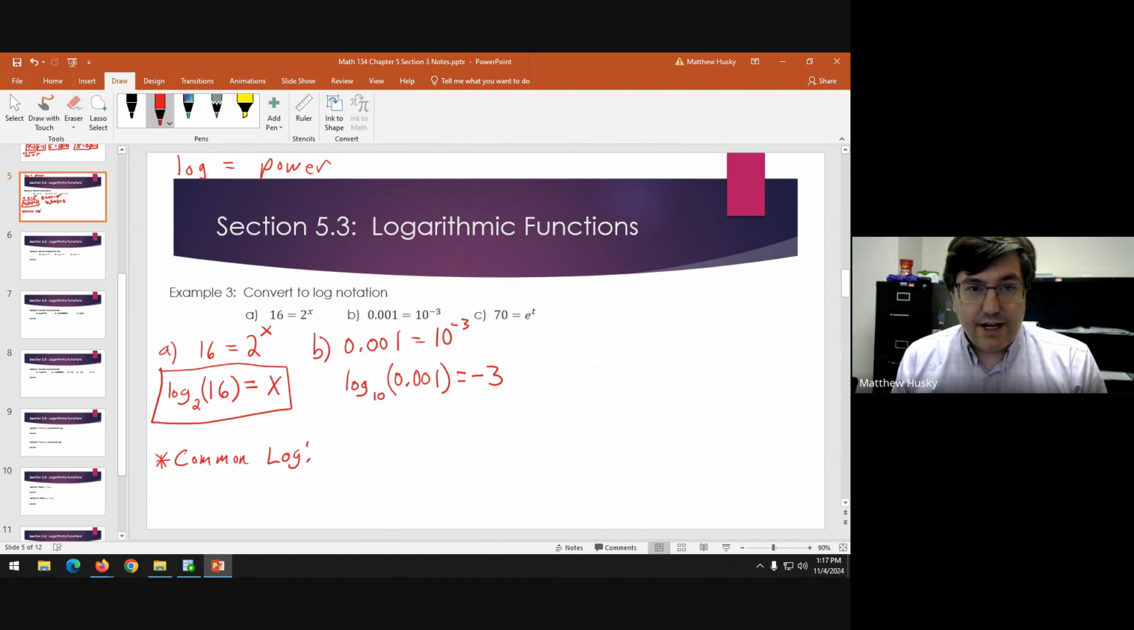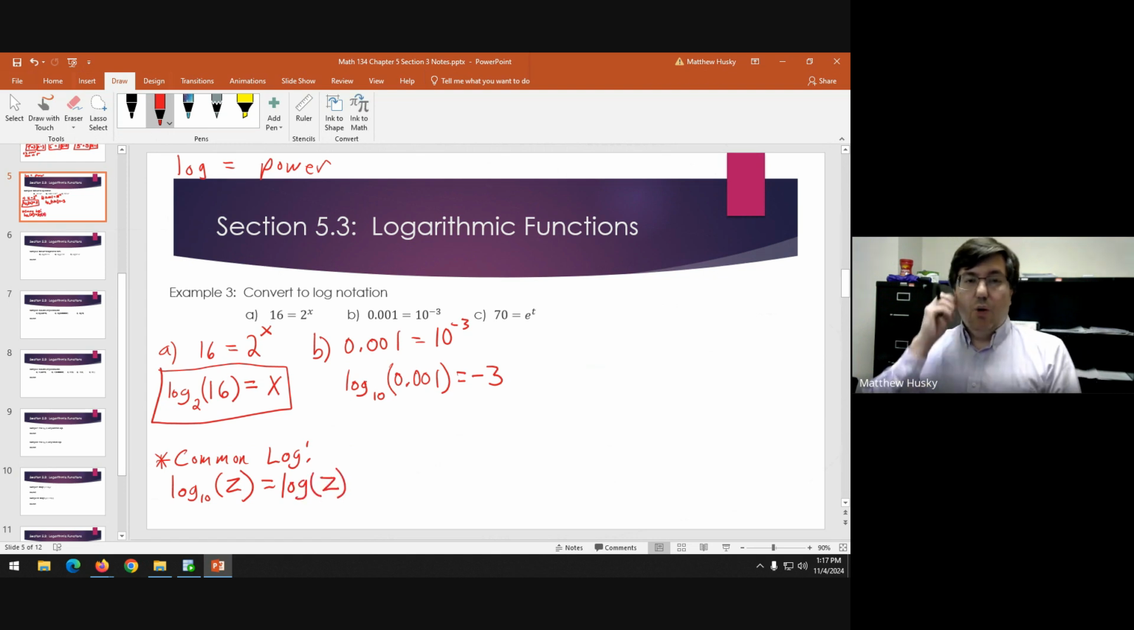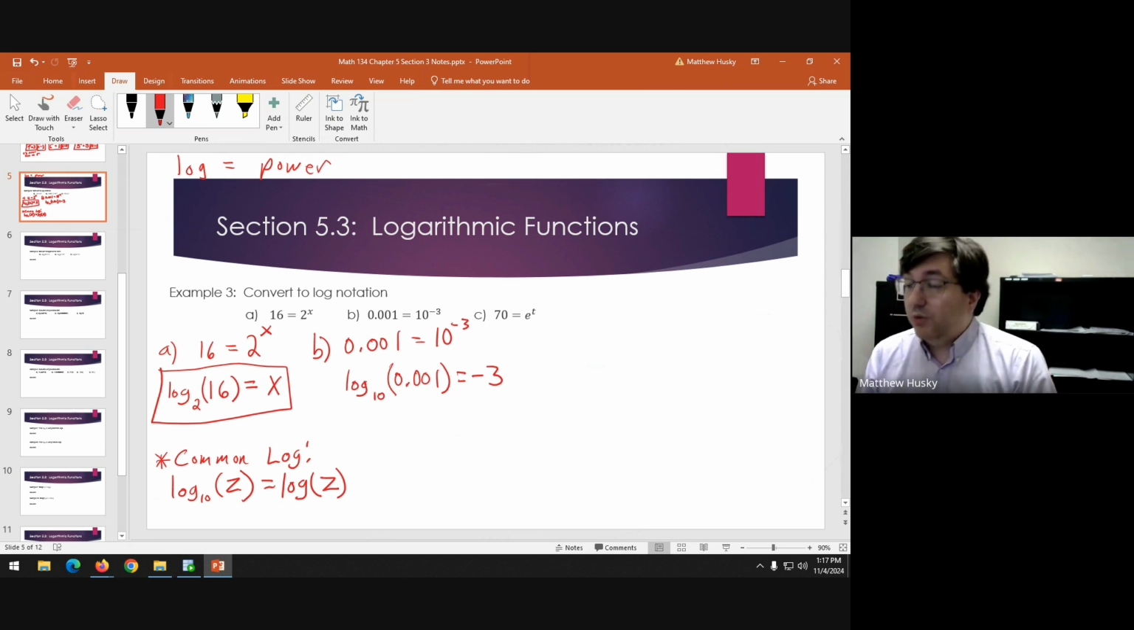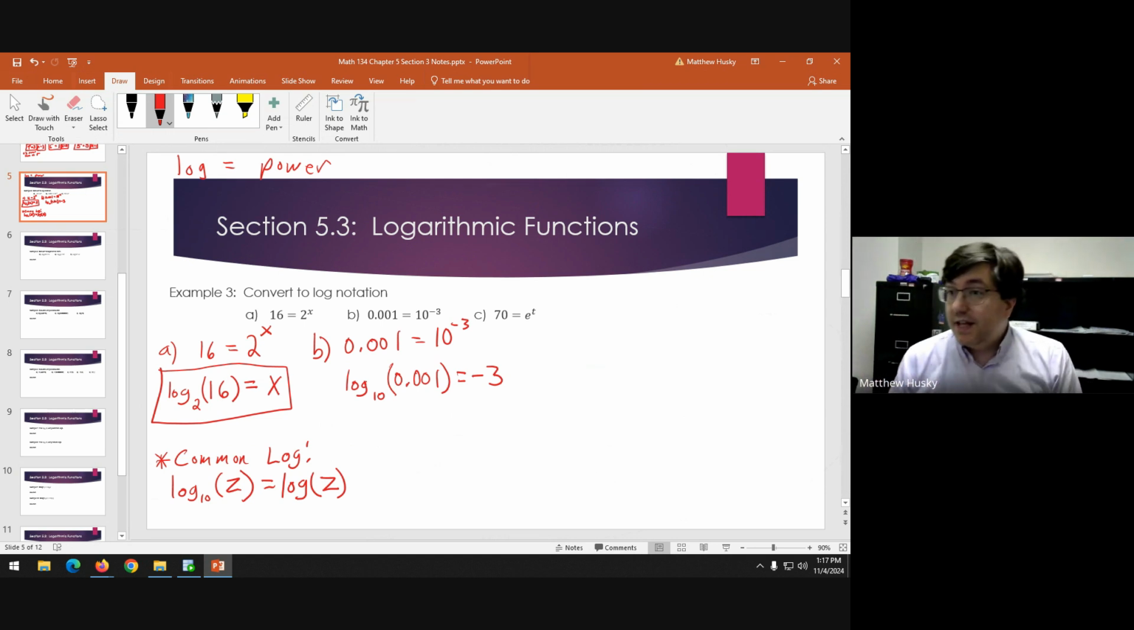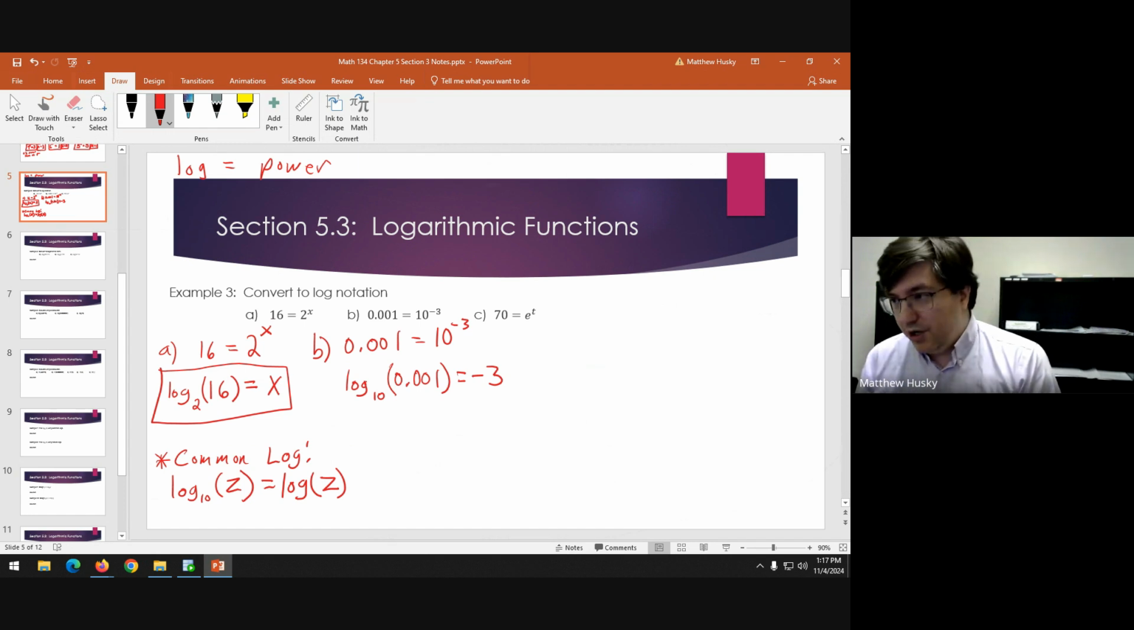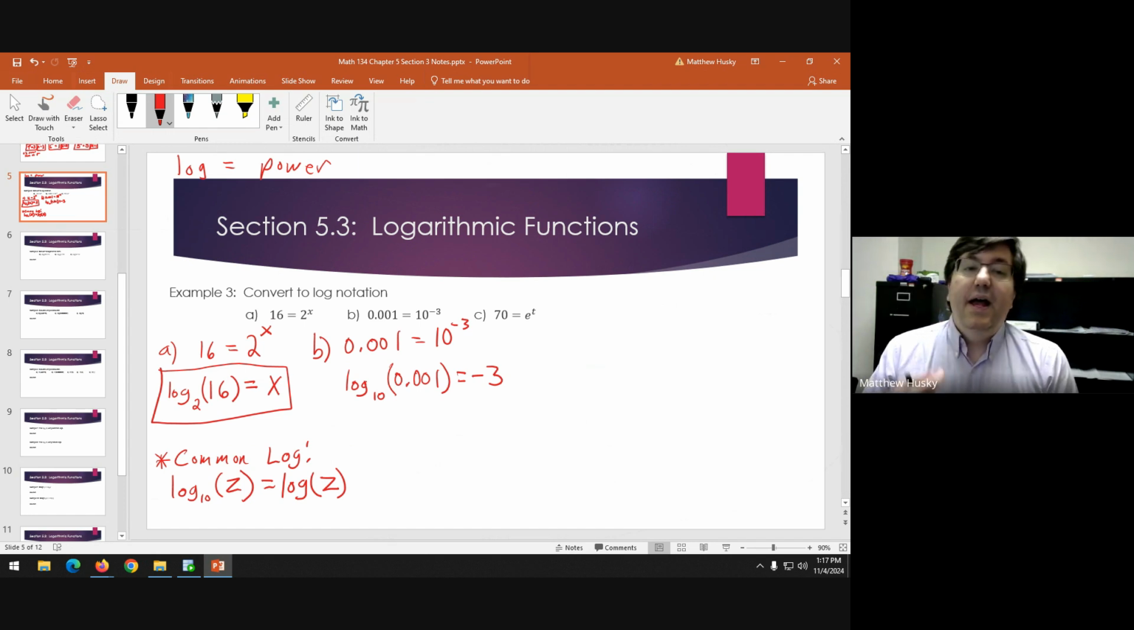And what the common log is: if you have log base 10 of, let's say, z, that is actually equivalent to just saying log of z. So if you see just the word log and they don't specify what the base is, that means the base is understood to be 10. The number system we use is a base 10 system, and so the common log is log base 10.